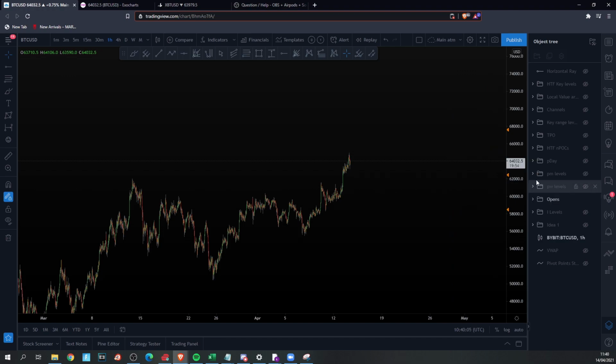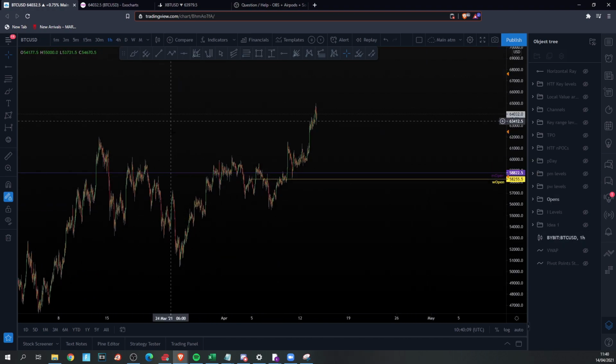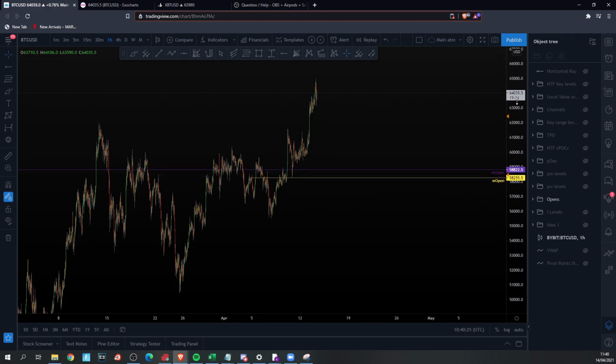I also like to be aware of my monthly open and weekly levels. They're quite key levels to stay above before heading further up. We like to form nice support on these levels, especially the monthly open. Quite a big level, I think, 58k, 58.8225. That's quite a nice region; if we stay above that, you can form confluence here.